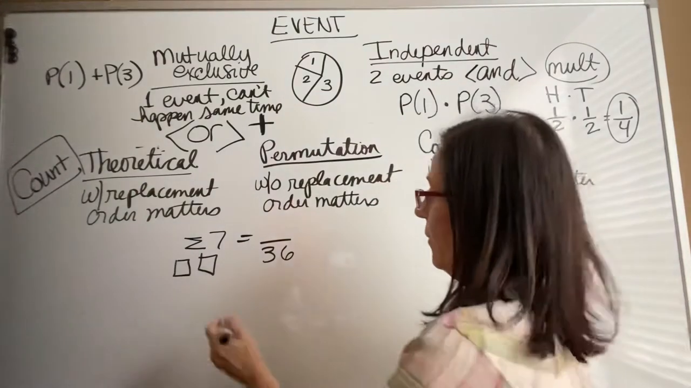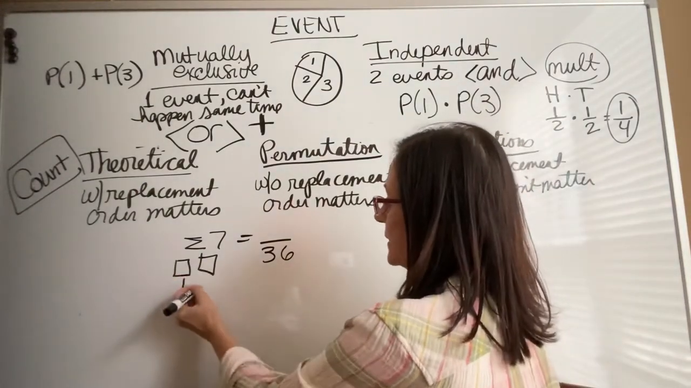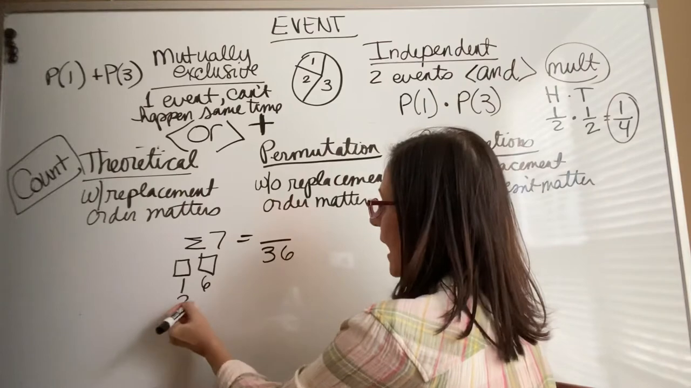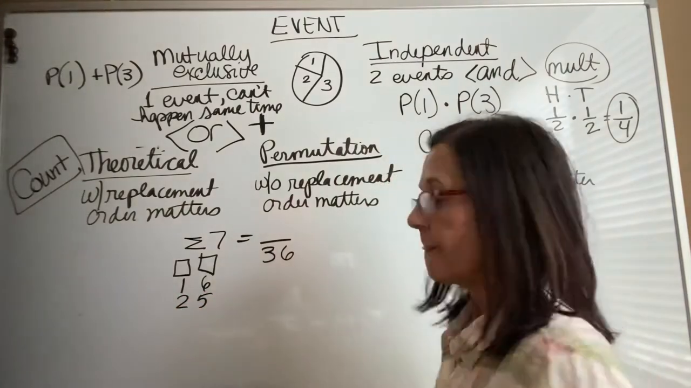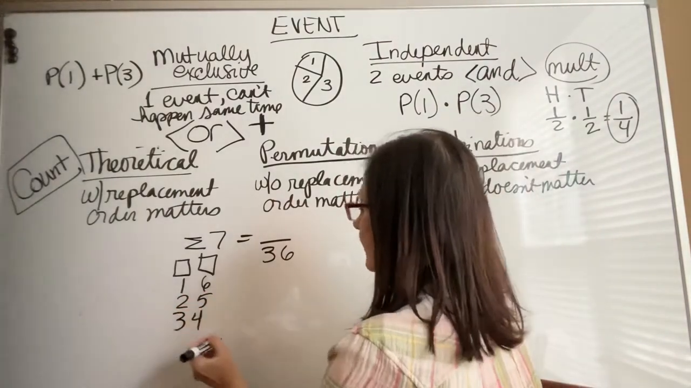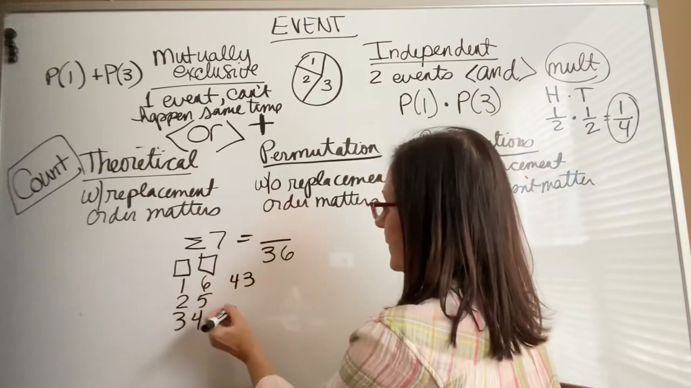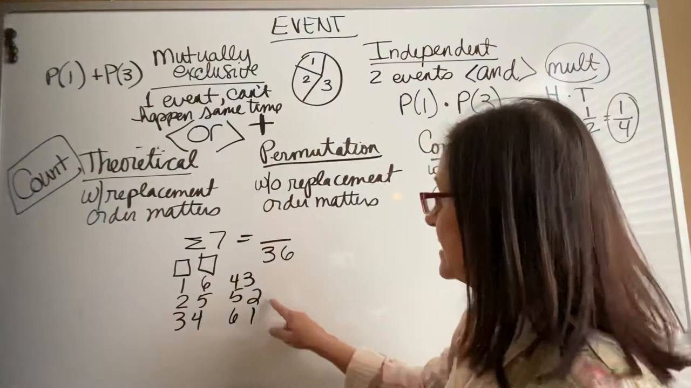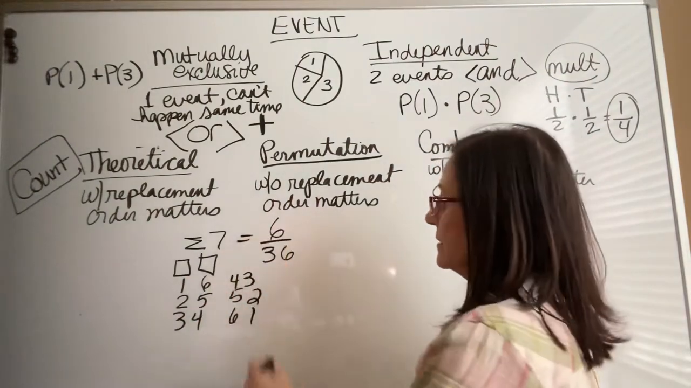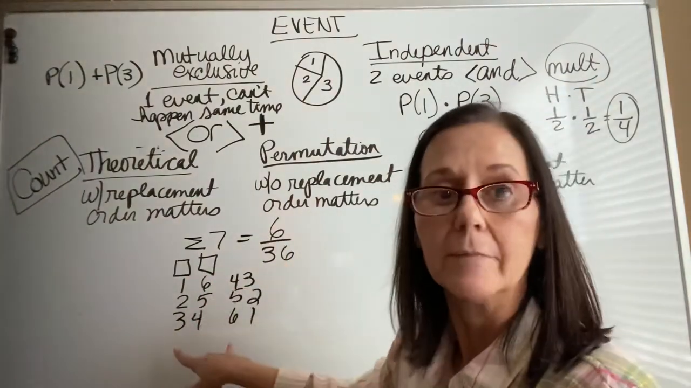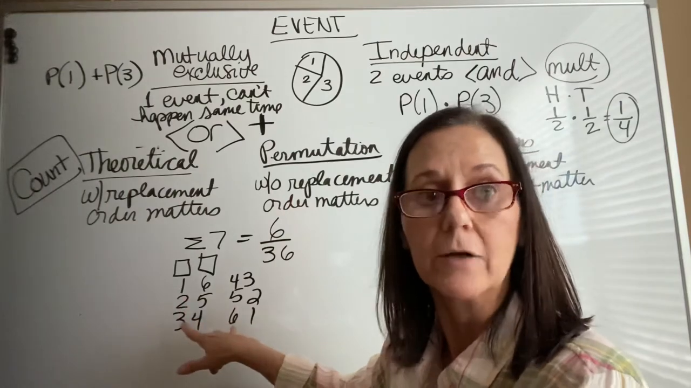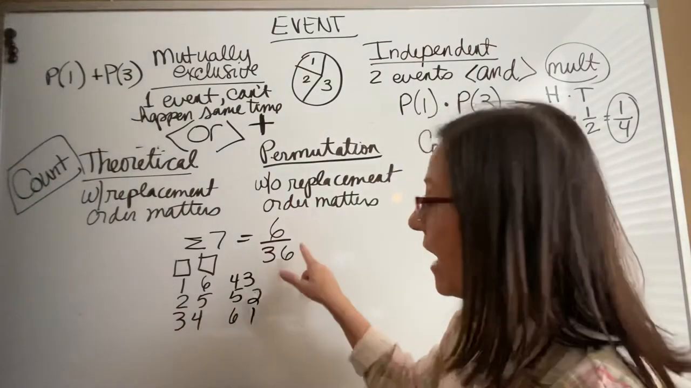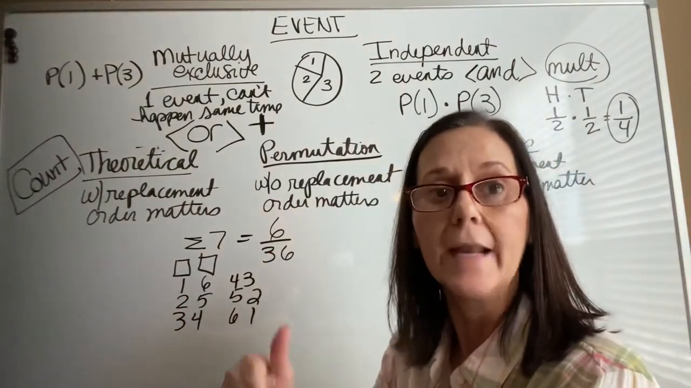To get 7, I can get 1 and 6. I can get 2 and 5. I can get 3 and 4. I can get 4 and 3. I can get 5 and 2. Or I can get 6 and 1. There's 6 different possible outcomes where it equals 7, out of 36, and that would be 1 out of 6.